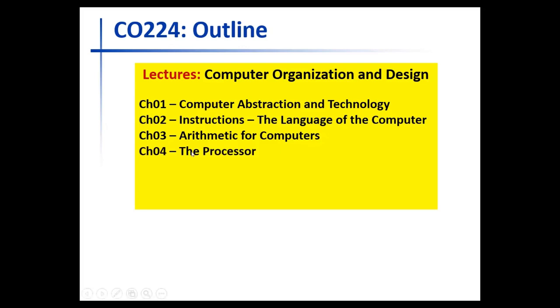Then in chapter 4, we'll talk about the processor, that is the microarchitecture, how a processor is organized in order to support a certain instruction set. Now in chapter 2, we'll be using the ARM instruction set architecture as our example. And in chapter 4, when we are organizing and actually building a processor in the labs, we'll be using the MIPS architecture. So you will get to learn about 2 different architectures in the course.